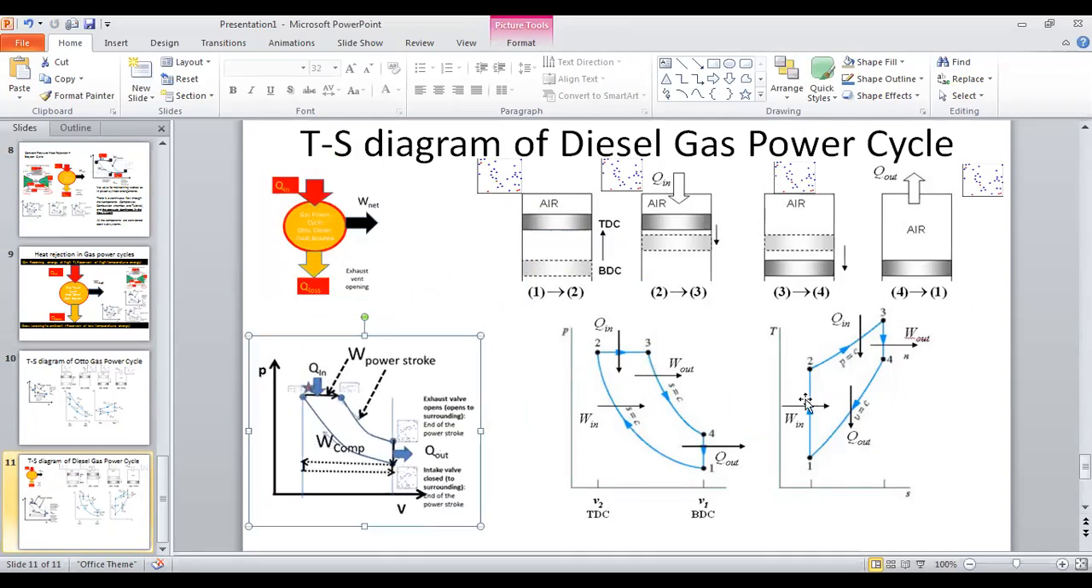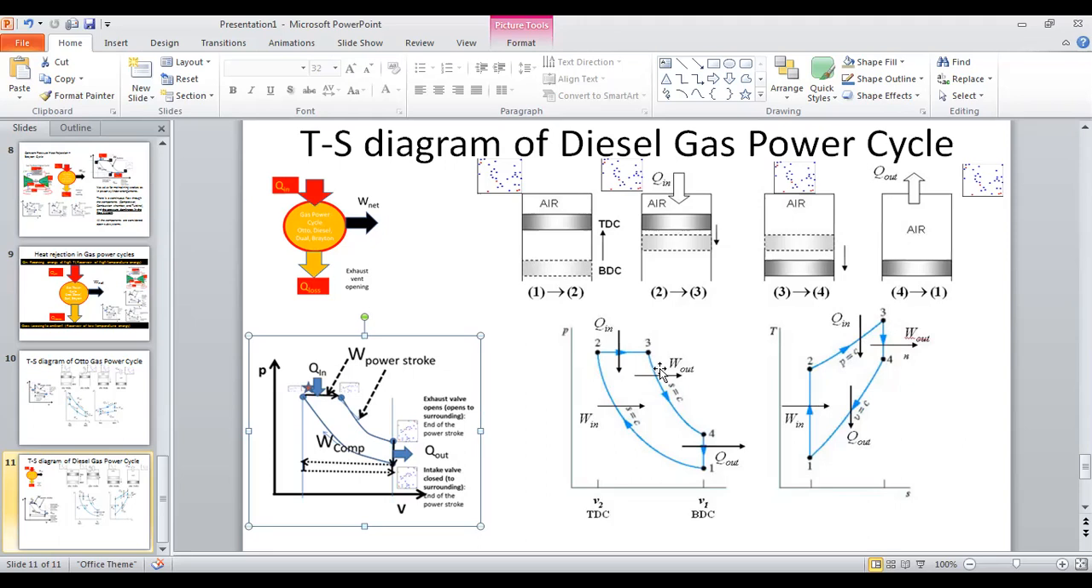So 2 to 3, energy addition to the working fluid. Definitely, based on the entropy definition, when energy is received, entropy rises. Here, of course, temperature also rises, because once energized, there is a temperature rise. So temperature and entropy rise. See, in this direction temperature goes high, in this direction entropy goes high, and the working fluid receives energy.